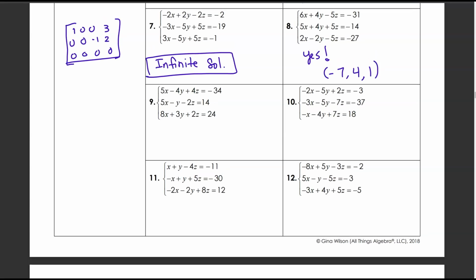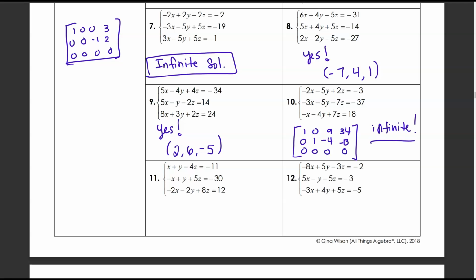All right, we have 4 more. Let's try number 9. I got yes, there's a solution, and I got the point 2, 6, negative 5. Is that what you got? All right, let's look at number 10. I obtained infinite solutions for that one. Again, that bottom row being all filled with zeros, which is a true statement. So infinite solutions for number 10.